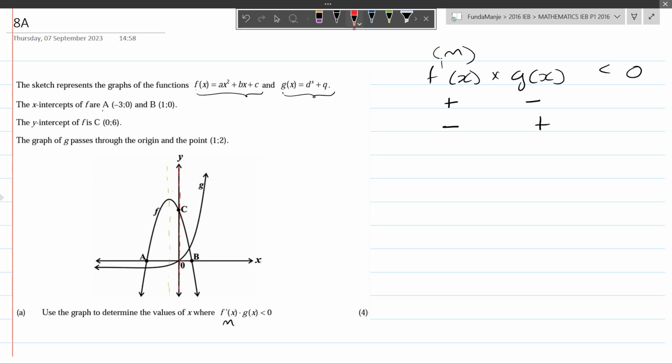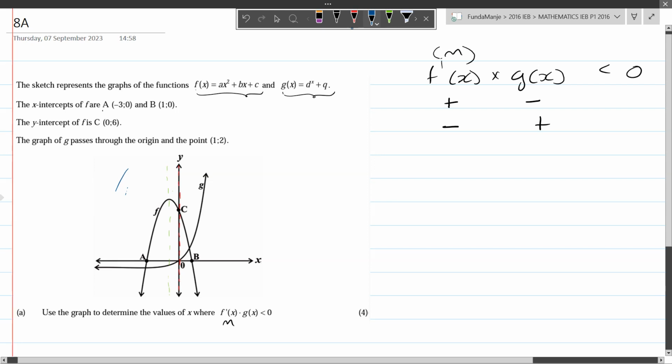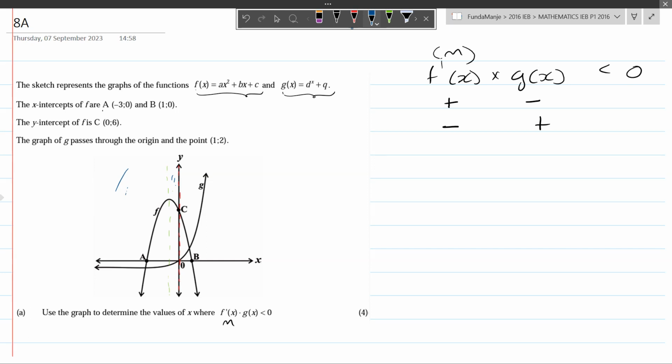So there are three regions we should consider: this region, the region in between here, and the region outside over here. In this first one, we see the gradient of f is positive, and we also see that the graph of g is below the x-axis, so it's negative. So everywhere that is less than the turning point of this function is a point where this condition is satisfied.